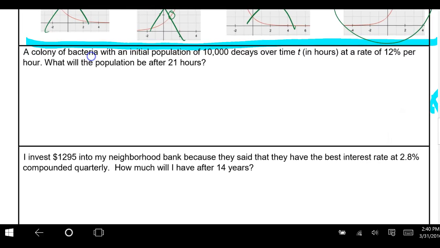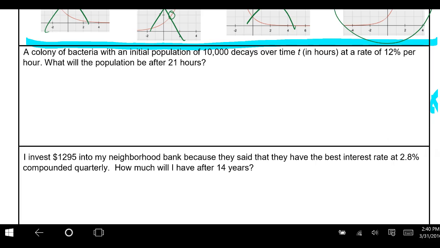Hey, Algebra 2. This is your day 2 review. I'm going to be going over the problems that you're going to be doing on Friday. Again, remember you can use a calculator for this section. And that's about it. So let's get started.